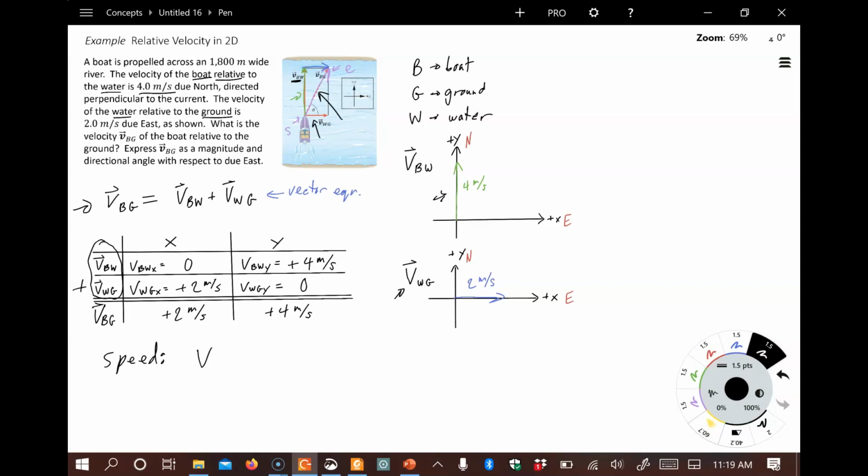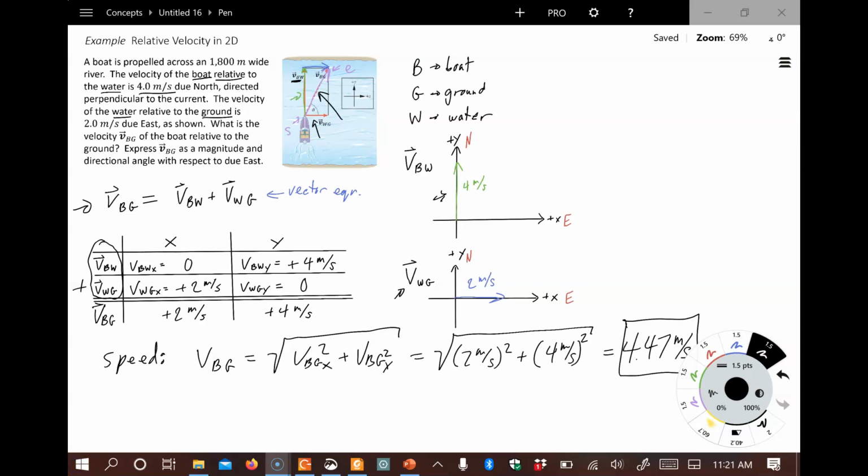To calculate the speed here, by the Pythagorean theorem, the speed of the boat with respect to the ground is equal to the square root of the x and y components squared and added. Let's put those numbers in, and we get 4.47 meters per second when we put these numbers into our calculator. Now to get the directional angle with respect to due east, we should plot our vector and then figure out the angle.